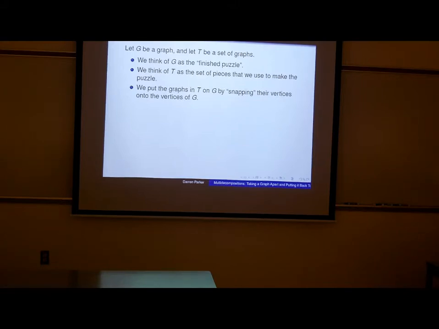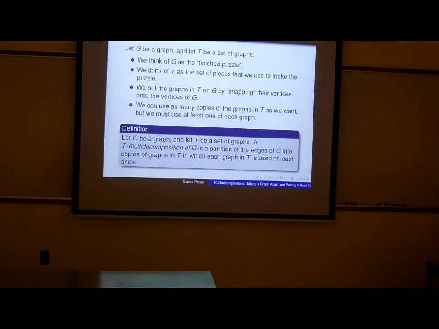We put the graphs on G by sort of snapping the vertices onto the vertices of G, as we did before. And finally, this is a little bit different than your normal puzzle: we can use as many copies of the graphs of T as we want. So if we have one piece that we really like, we can make copies of it and use it again. But there is one little rule, and that is you do have to use every piece in the box at least once. Have at least one in the T.